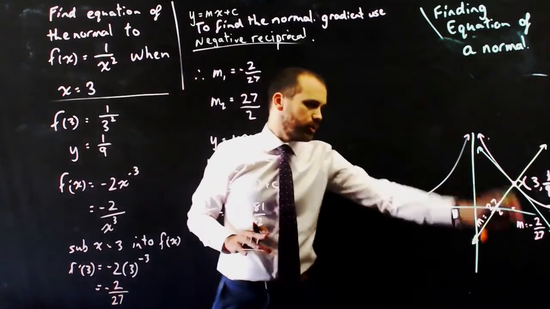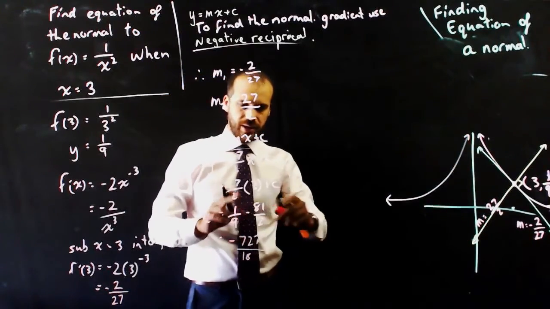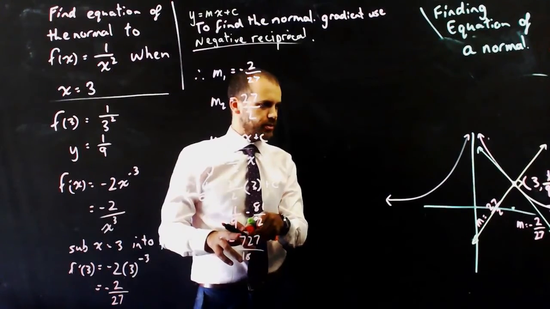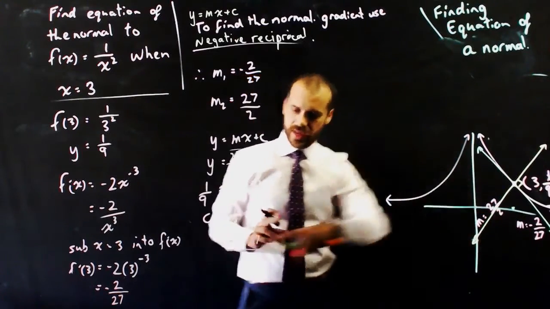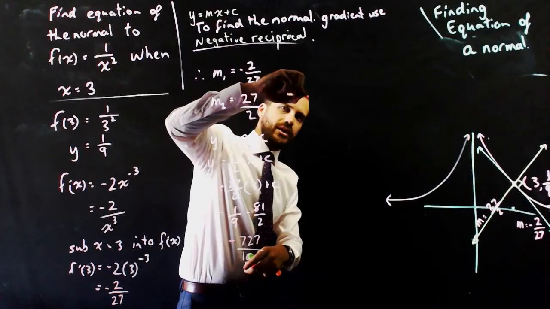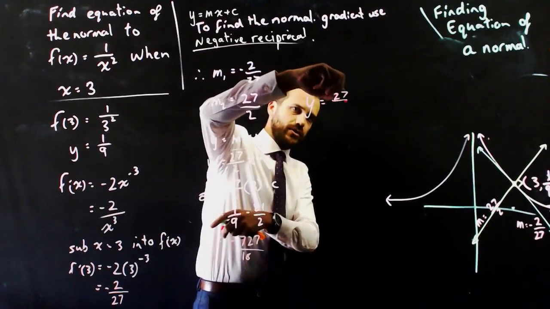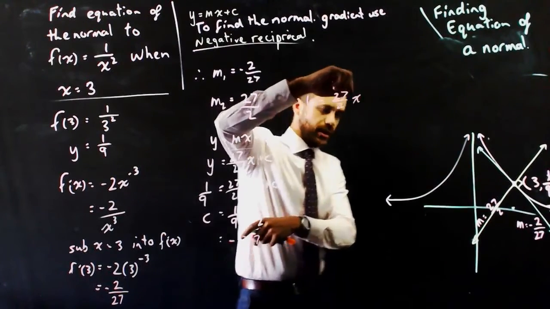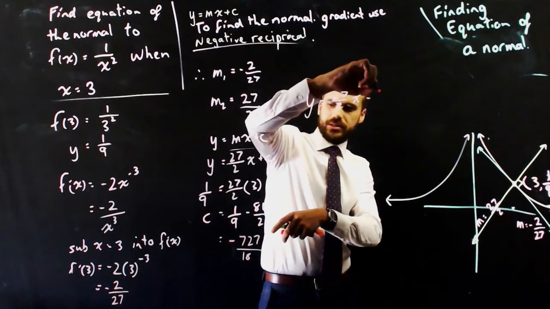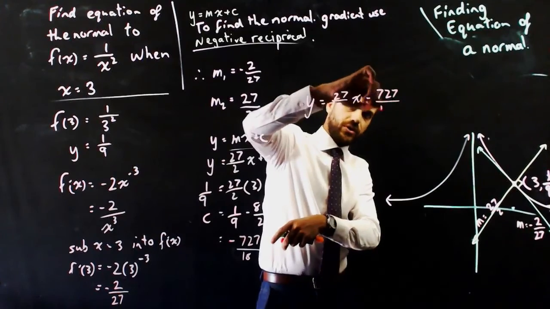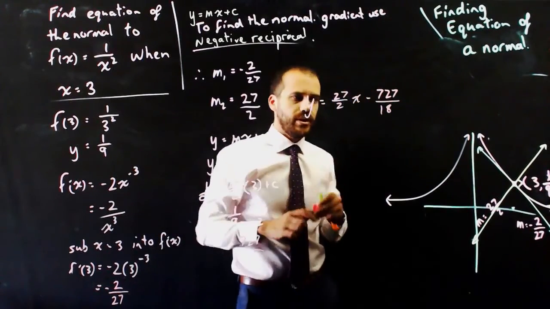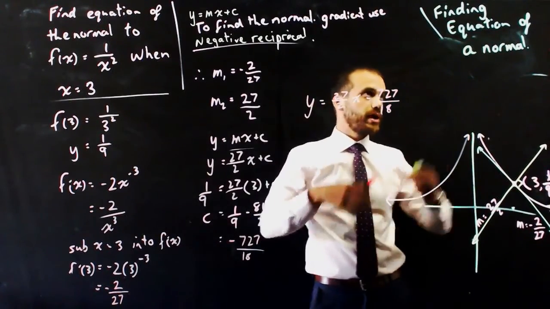So finally, the equation of my normal can be that. So my final answer is y equals 27 on 2 x minus 727 on 18. All right, that's the equation of a normal.